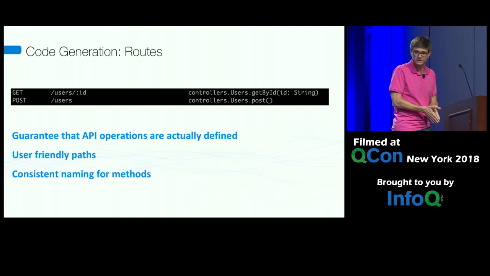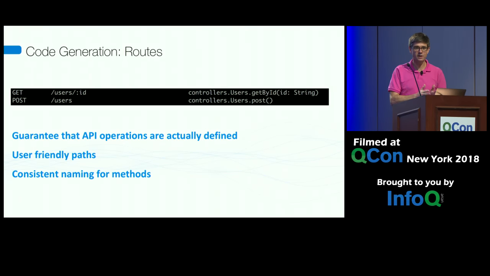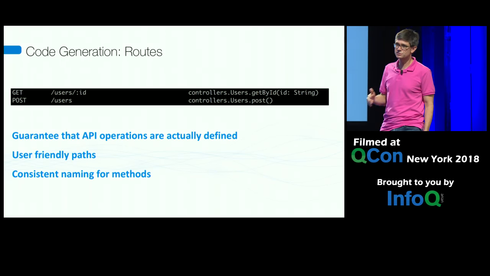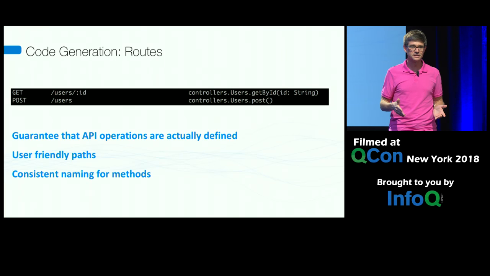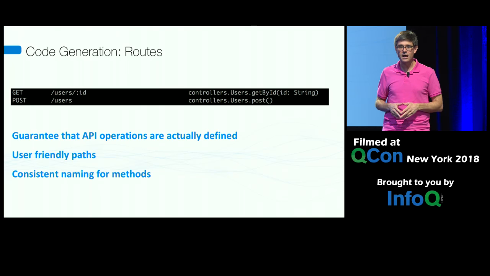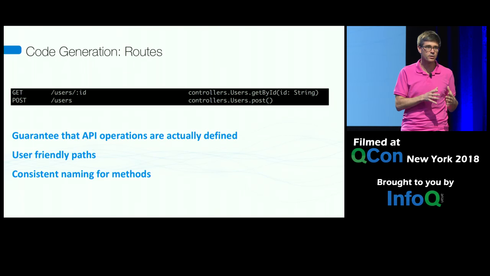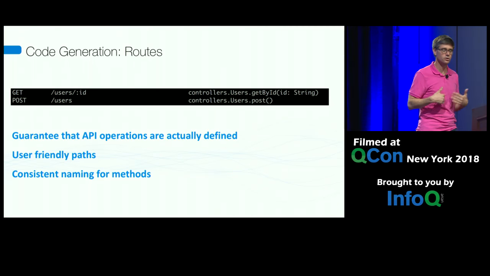Another thing to note is user-friendly paths. We didn't actually specify the path. We can provide some nice defaults that are RESTful. And consistent naming. This is also really important. Users get by ID, users post. If I told you we had a feature called company, you could probably now guess that to create a company, it's going to be called companies.post. To get a company, it's going to be companies.getByID. And that consistency is really important because we want the API to feel like it was built by one person for all of our users that are using our APIs, whether they're internal or for our clients.